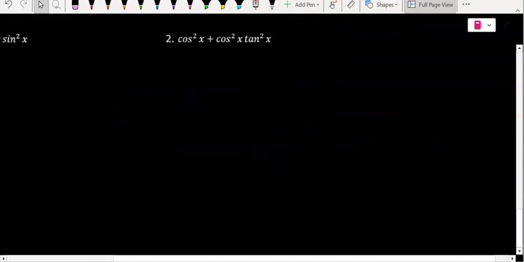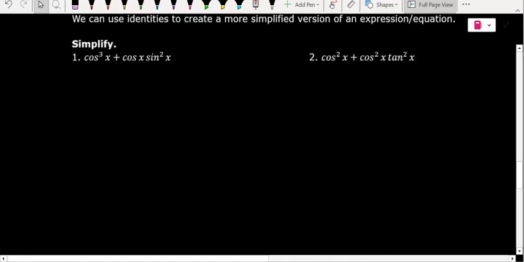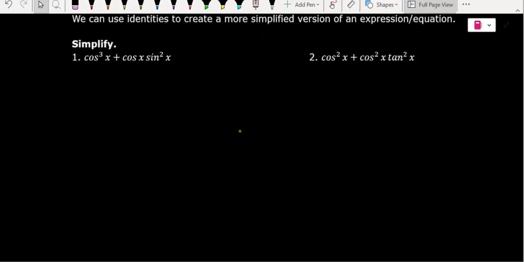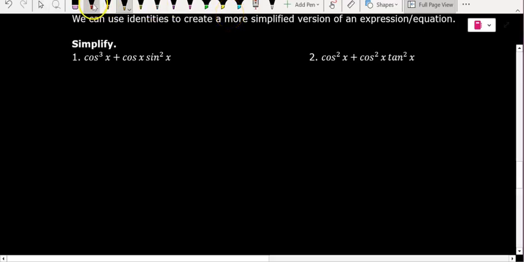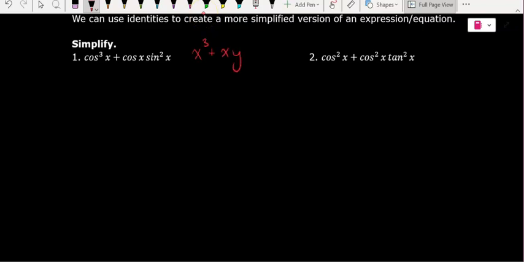All right, so for example, in this case, I'm given cosine cubed x plus cosine x sine squared x. And I've got to simplify this. So I just got to kind of think about it in terms of what do I have? What can I do? If I gave you x cubed plus x y squared and asked you to simplify that, you'd be like, well, I can see that they share an x. So let me maybe pull that out. So that's exactly what you would do here.